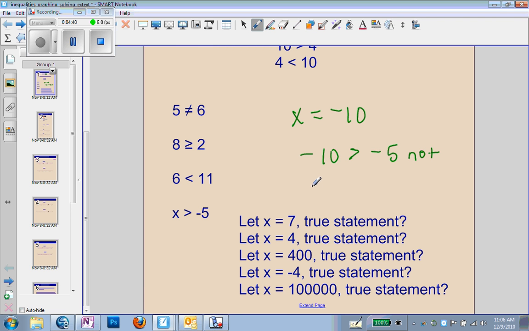4 is greater than negative. Right, we would write negative 5 is less than negative 10. That is a true statement. Wait. Oh, I'm sorry, that's the exact same thing. What would we write? Negative 5 is greater than negative 10.